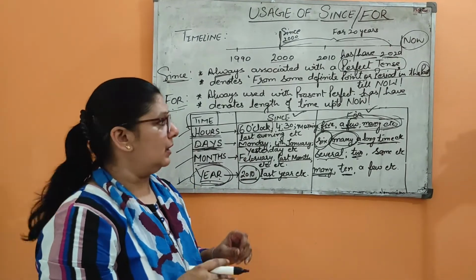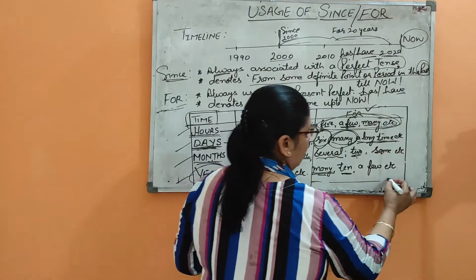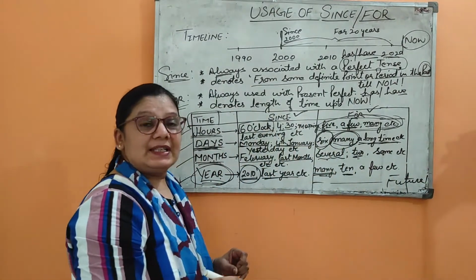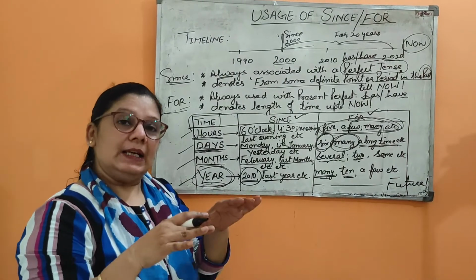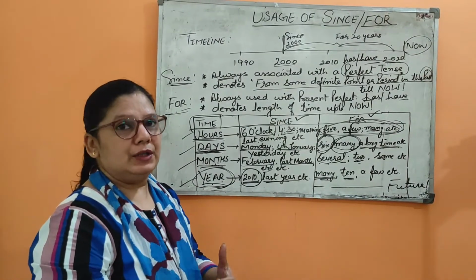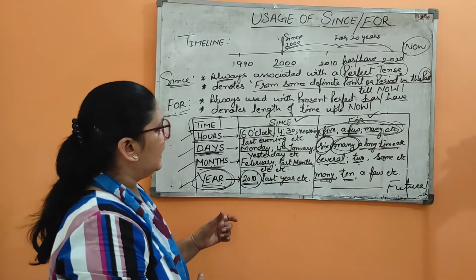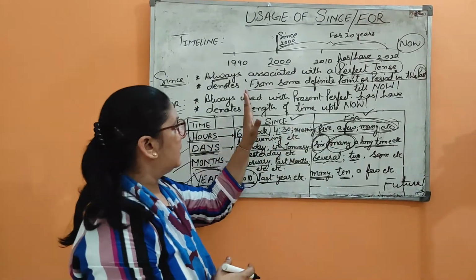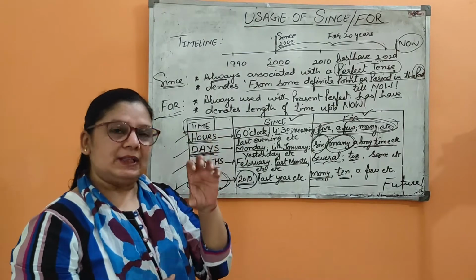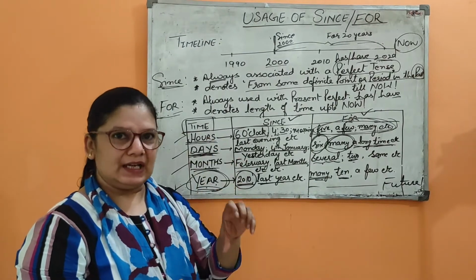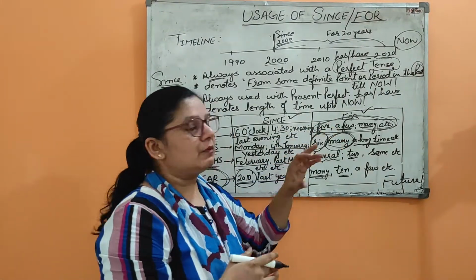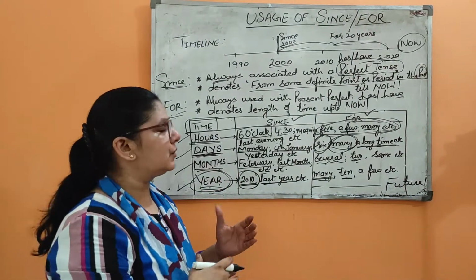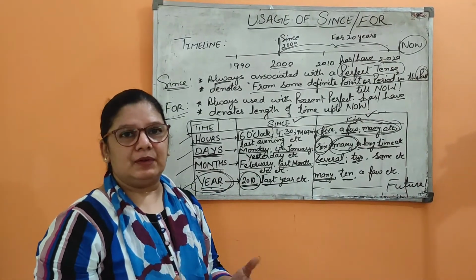It is being continued and may continue in the future also. Okay, the action started in the past, it is still going on and may continue. Then we have to show that time phrase using either since or for. Since is to be used when there is a particular specific point of time, and for is to be used when there is a lapse of time or a period of time stretched over. It may be many years, few years, some years.